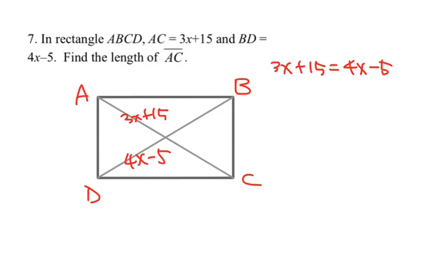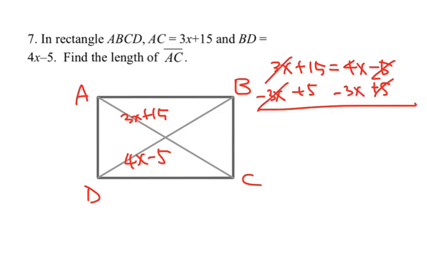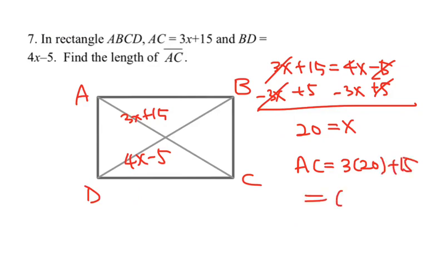So by adding 5, you can see that these 5s cancel out, and subtracting 3x, we get 20 is equal to x. Now, how am I going to find out what AC is? AC is in fact 3 times 20 plus 15. Then 3 times 20 is 60, plus 15, we end up getting 75. 75 will be the length of AC.